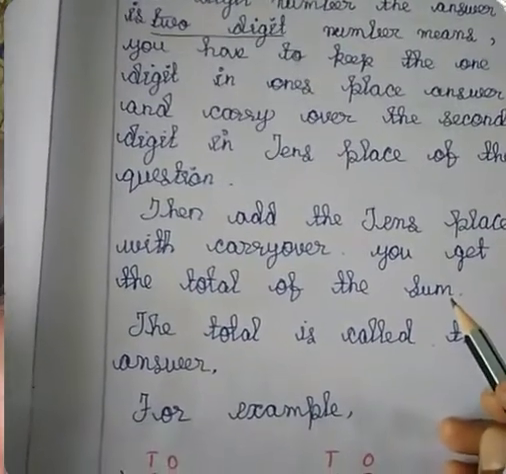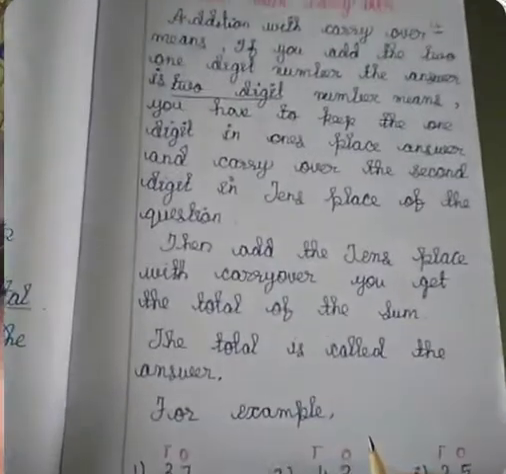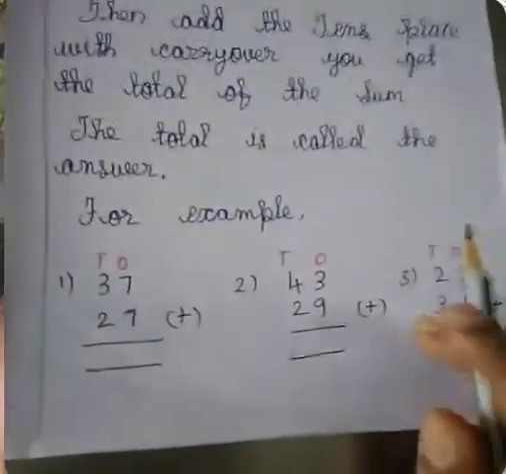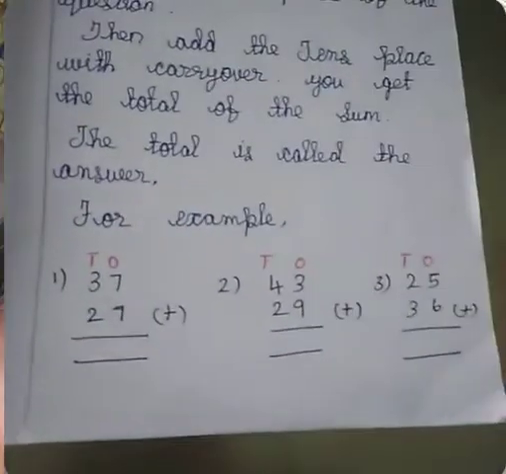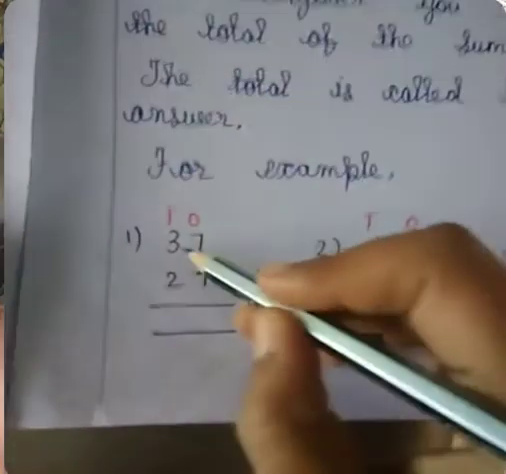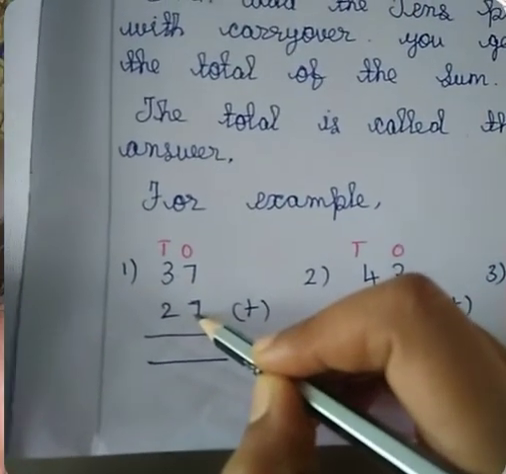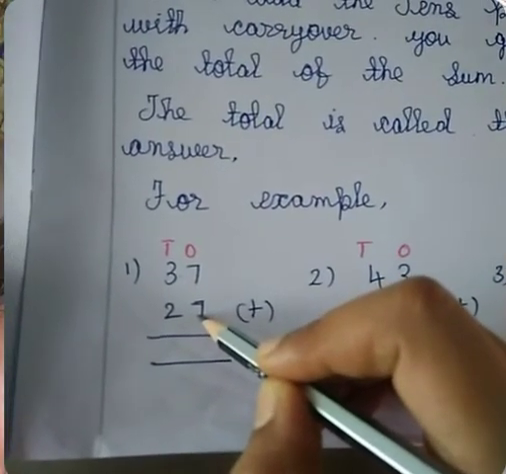I already told you, total is the answer of the sum. This is the carry over. If you see the example, you will be very clear about the carry over sum. What is the first sum? 37 and 27. What is the procedure to add these two numbers?